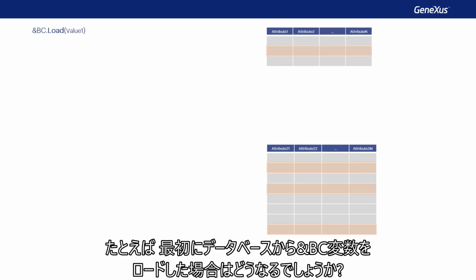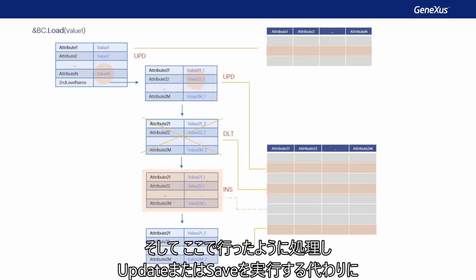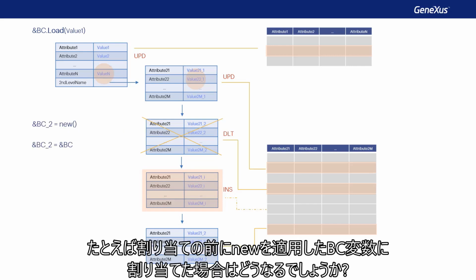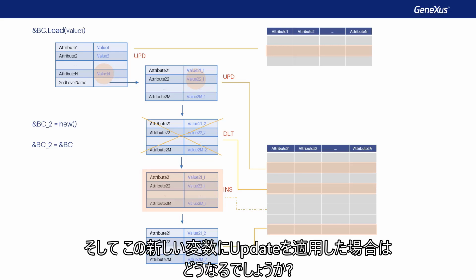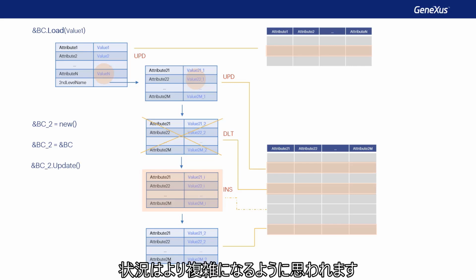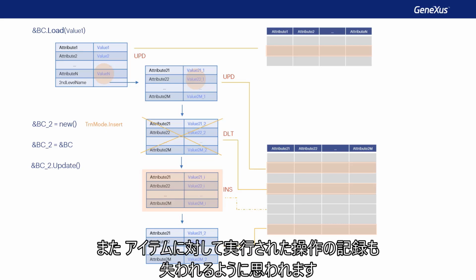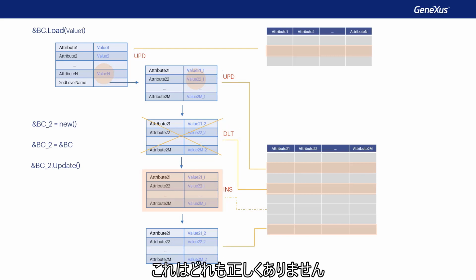And what would happen if, for example, we loaded the BC variable from the database first, and we handled it as we did here, and instead of doing an update or save, we assigned it to another BC variable, for example, to one to which we had applied a new before the assignment. And then we applied the update to this new variable. We could believe that here things become more complex, because the BC2 variable will be in insert mode and not update because of the new. And we could also be led to believe that the recording of the operations performed on the items will have been lost. But none of this will be true.